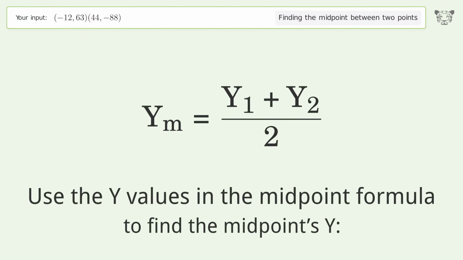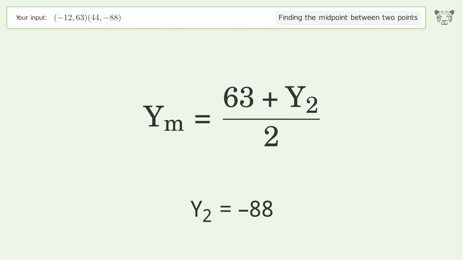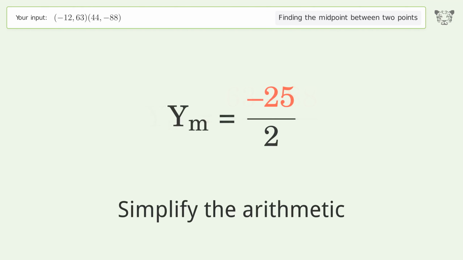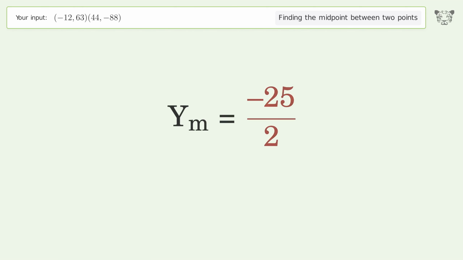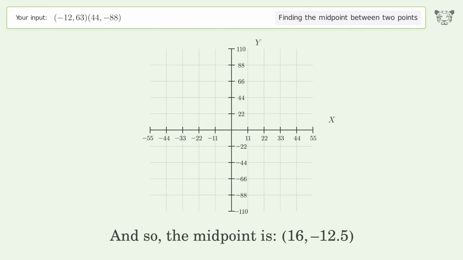Use the y values in the midpoint formula to find the midpoint's y. y1 equals 63. y2 equals negative 88. Simplify the arithmetic. And so, the midpoint is 16, negative 12.5.